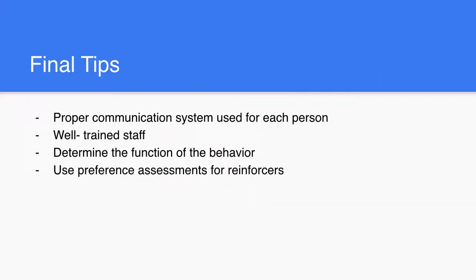Final tips. A proper communication system needs to be used for each person. It needs to be individualized and available for each person. Staff needs to be well-trained in both FCT and social skills in order to use it. Determine the function of the behavior for each individual. Use preference assessments for reinforcers.